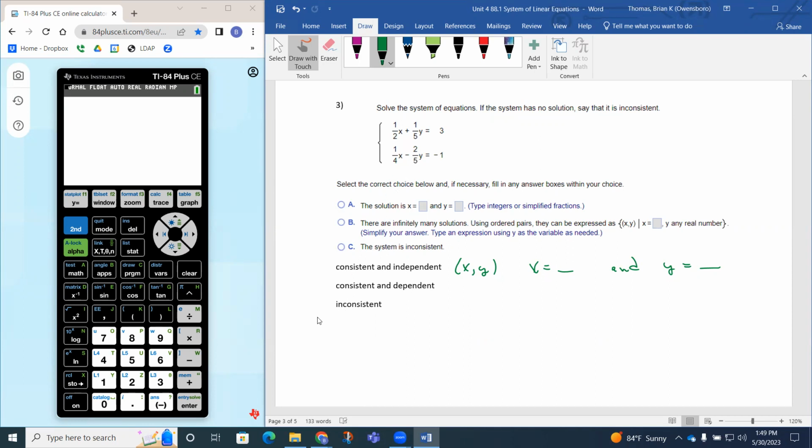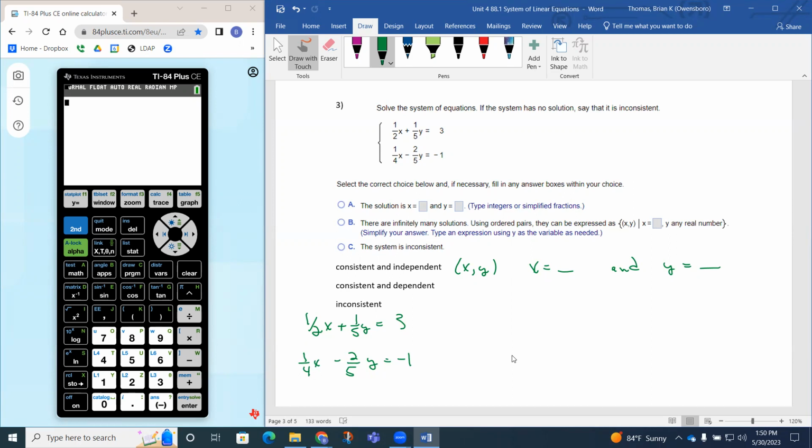So to solve this system of equations, we have this 1/2 x plus 1/5 y is equal to 3. And we have this 1/4 x minus 2/5 y is equal to -1. So these two equations have fractions. So what I want to do is get rid of the fractions.